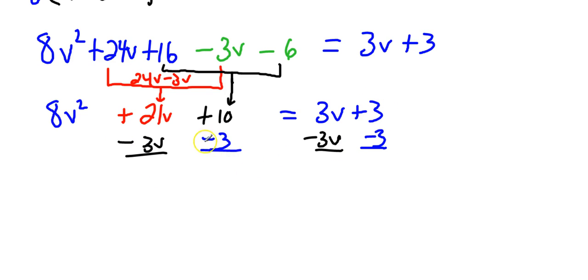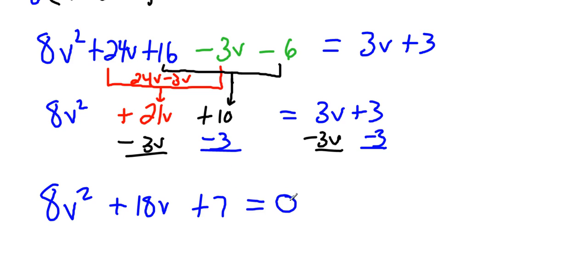So we're moving the 3 over here. We're also moving the 3v over here. So it's going to be 8v squared. 21 minus 3 is 18. 10 minus 3 is 7. That's going to equal 0. And we'll pause right there for just a second. Let everybody get caught up.